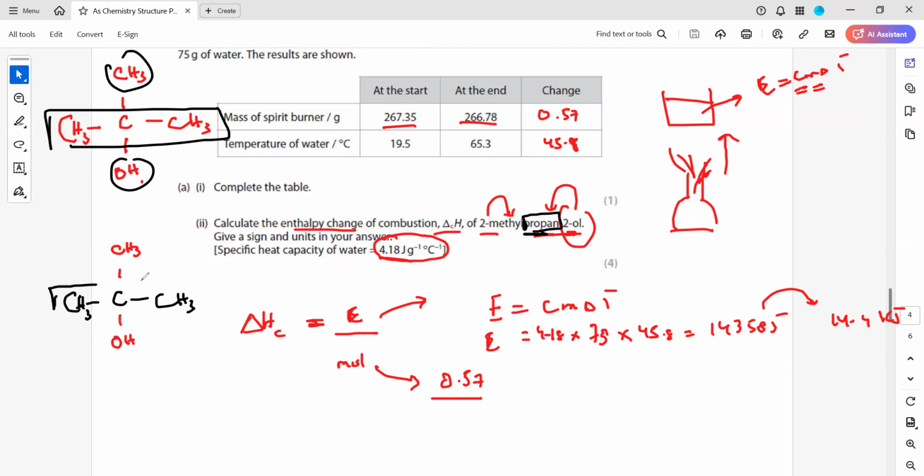So this is the main structure, and these two are the branches. One is a functional group, one is a branch. So at the second position the OH is attached, and at the second position the methyl group is also attached.